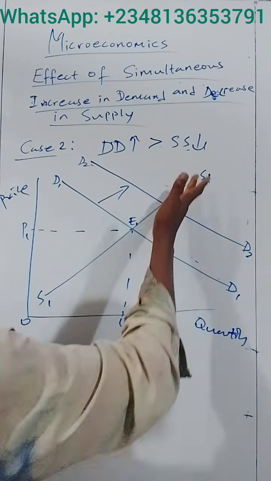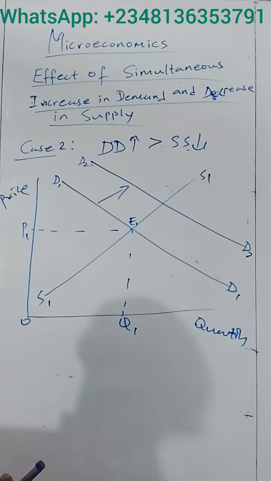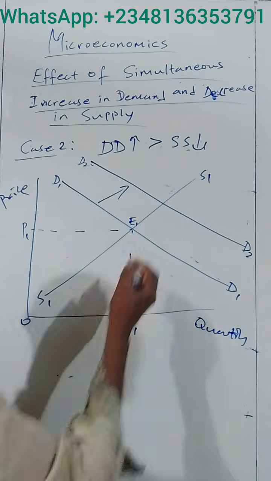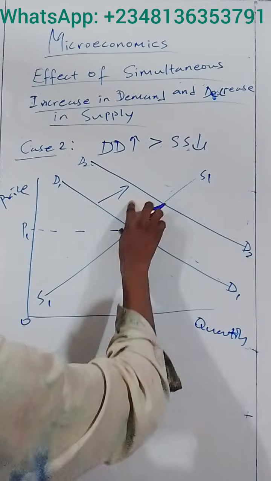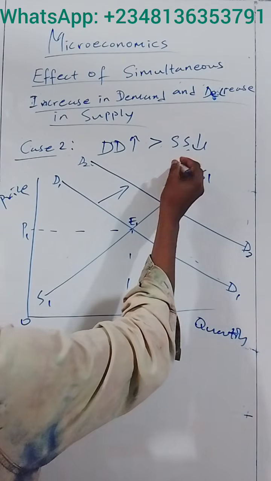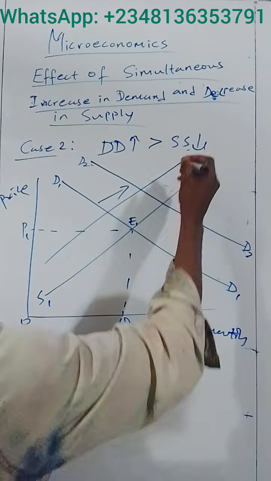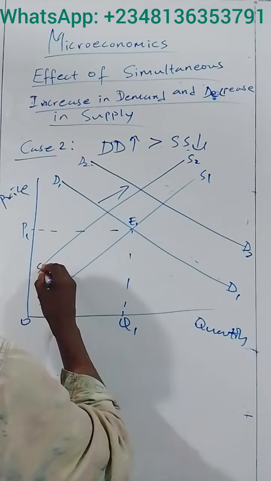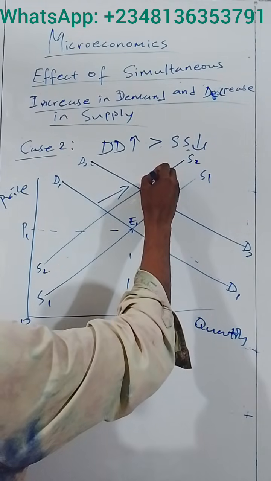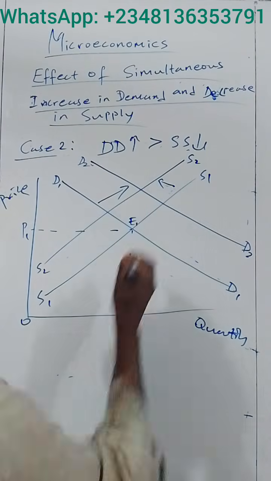Now we have a decrease in supply of a smaller proportion. We have a decrease in supply, so we ensure the gap. This gap is wider than the gap we are going to have here. So now let's say we have our supply curve here. We have S2. This is the new supply curve. This arrow indicates a decrease in supply.